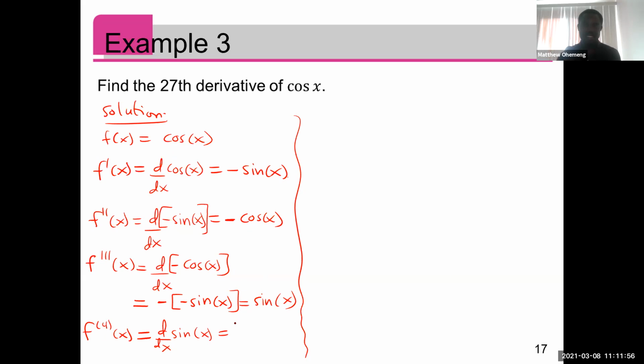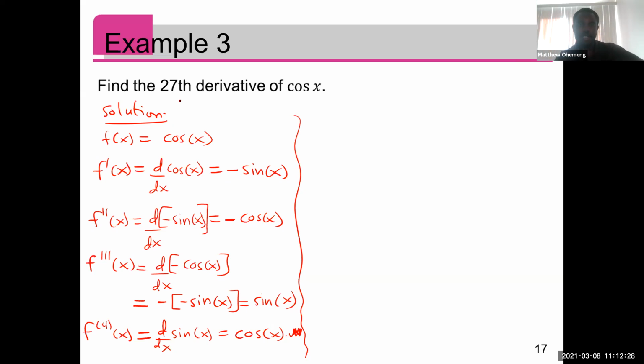Do you want to try again? Very close. Oh, just cosine of x. That's true. The derivative of sine of x is just cosine. Nice. So that means whenever you have the cosine of x, it repeats after every fourth derivative. When you start differentiating cosine of x, it goes to negative sine of x, negative cosine, then sine, and then comes to cosine again. That means the cycle repeats after every fourth derivative.